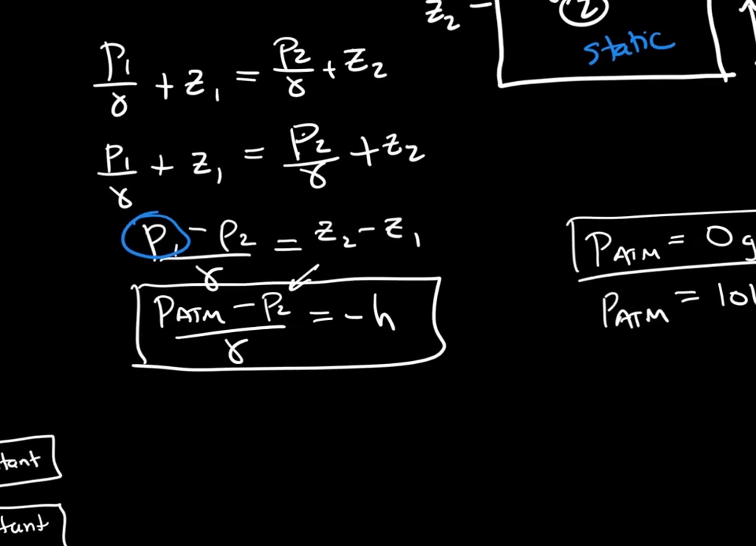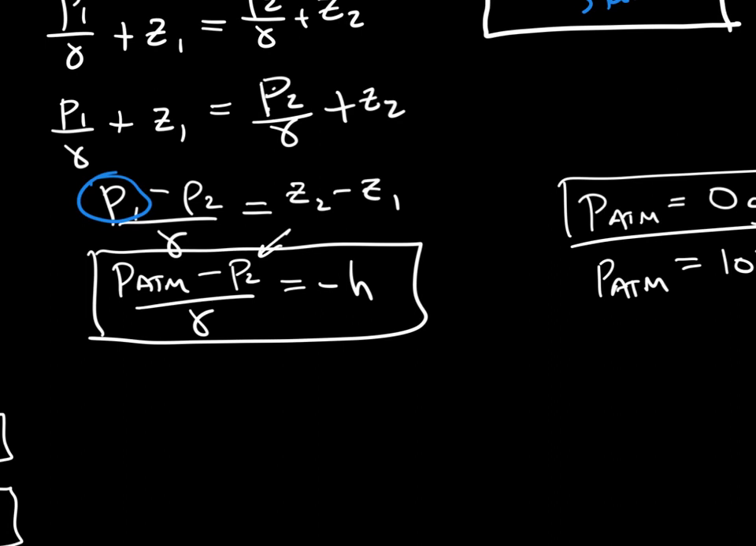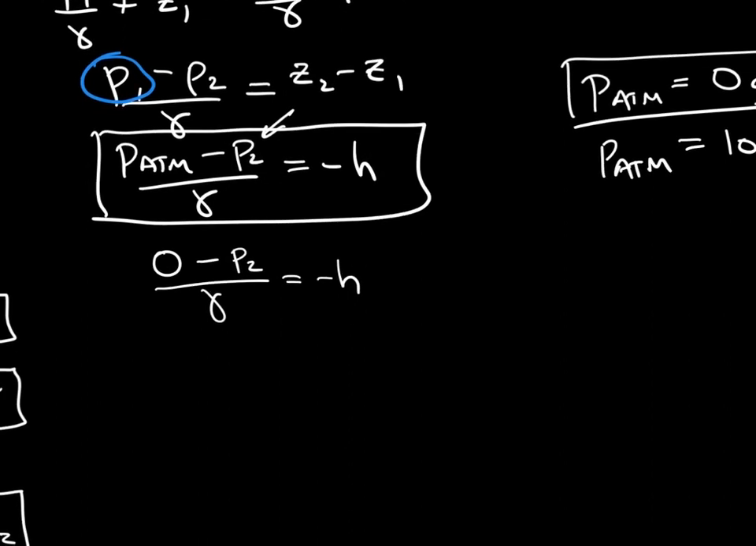So if we zoom in here, I'm going to make my pressure 0 for gauge minus P2. So P2, whatever we get from this, is going to be a gauge pressure, over gamma equals negative H. And if we solve that, look at that, P2 equals gamma H. Sweet. We love this, by the way. And here, P2 is gauge.